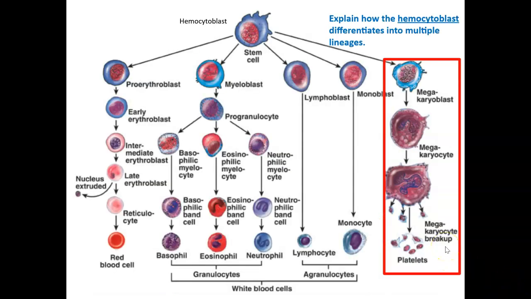This illustration shows more details and includes the lineage that leads to the formation of platelets, which was missing from the myeloid progenitor line in the previous slide. I have outlined it here in red.